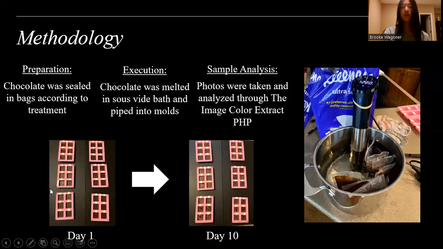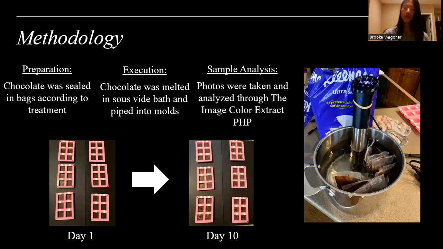So a sous vide is like a cooking element that keeps water at a constant temperature. So as you can see on the right, it's this big like black and metal thing. And it kept the water at a constant temperature to ensure that the chocolate was all heated at the same temperature.